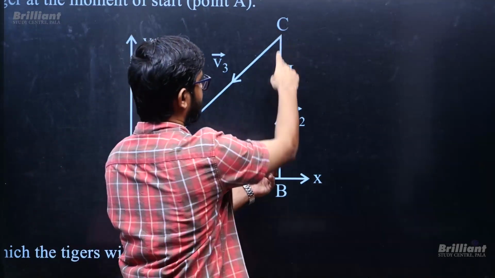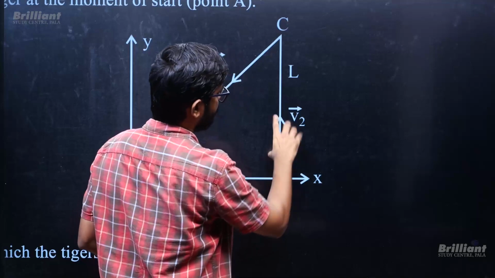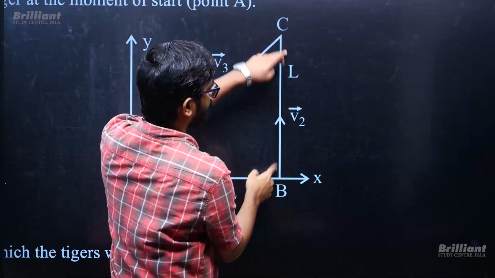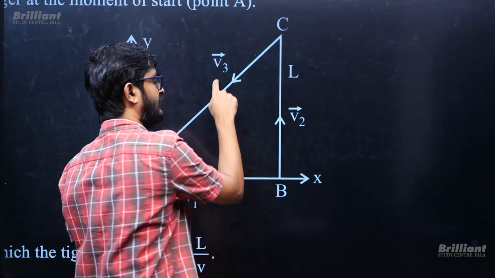Now what about this length? This length, because of this movement, is reducing at V2. Because of this movement, it will be reducing at V3 by root 2. So this length totally is reducing at a rate V2 plus V3 by root 2.